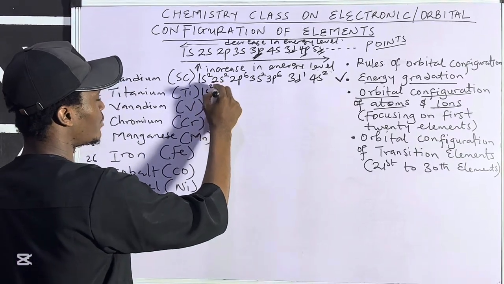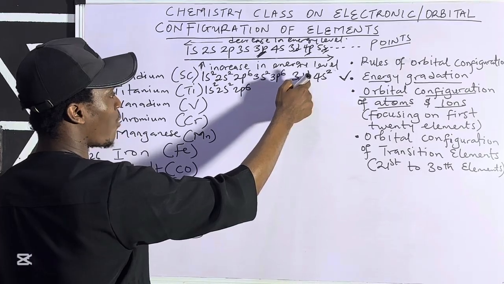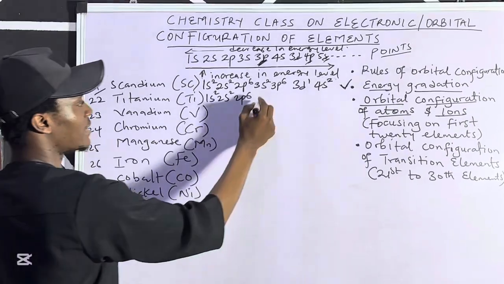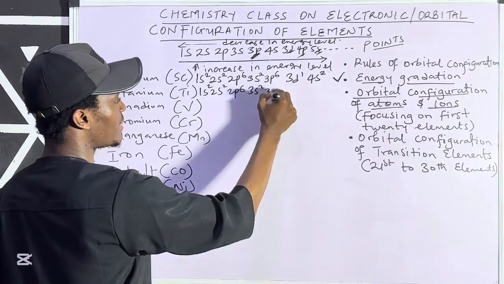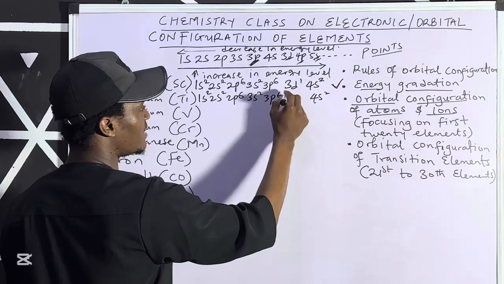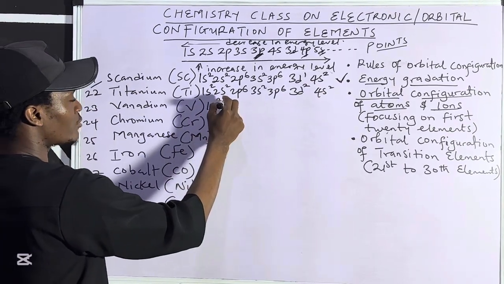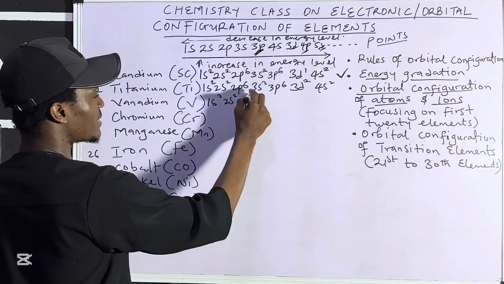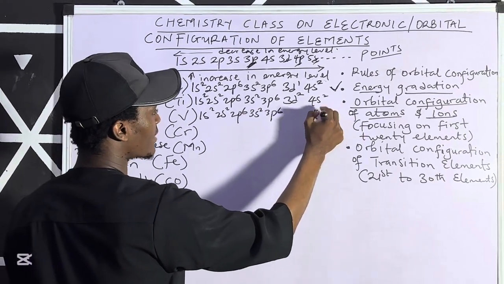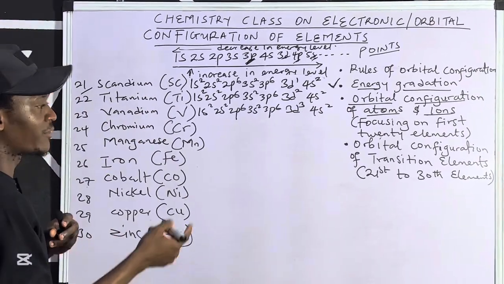So 1s2, 2s2, 2p6. So it means we are just increasing this d by 1, due to the fact that after 21 we have 22. So you have to add 1 to it. So 3s2, 3p6. Then we have to fill the 4s2 always first before filling the 3d. So 3d2. Then the next, 1s2, 2s2, 2p6, 3s2, 3p6, then 4s2 and 3d3.